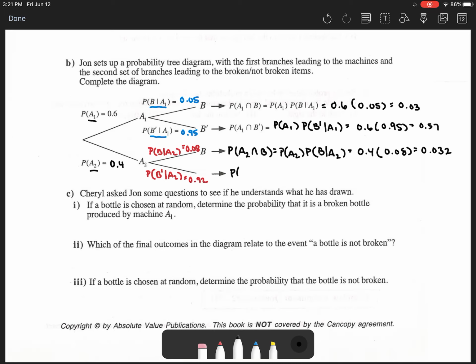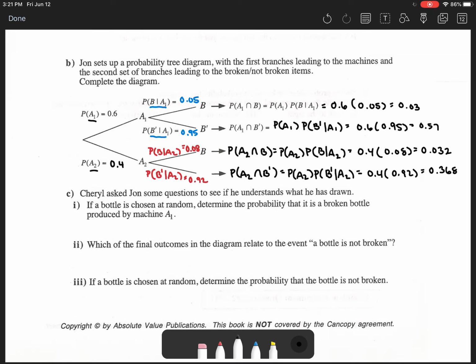And lastly, this is the probability that the bottle came from A2 and it's not broken. So again, that's just the probability of A2 times the probability of not broken given that it came from A2. So this is 0.4 again times 0.92, and that gives you 0.368. Okay, so now I should be able to answer any questions that they want to throw at me here.